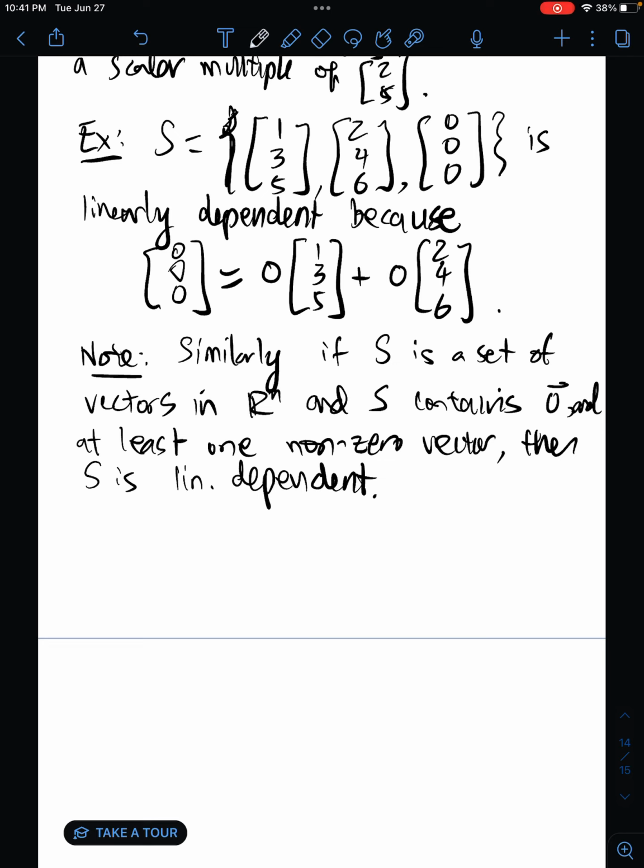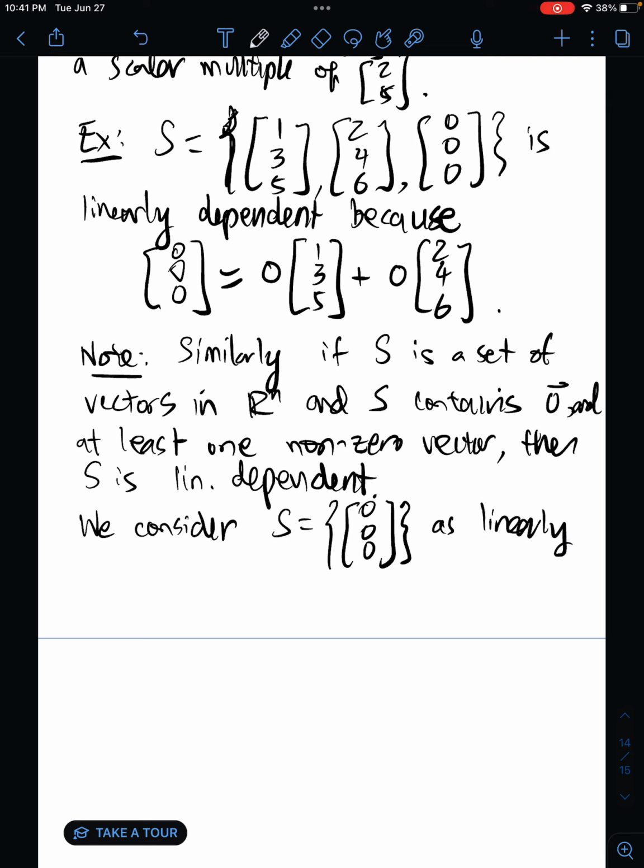Okay, one thing I can say is, because there's really no good notion of linear independence when you just have the zero vector, we'll define the set just consisting of the zero vector as linearly dependent. We consider just the set consisting of the zero vector as linearly dependent. I'll get to why in a second video next time.